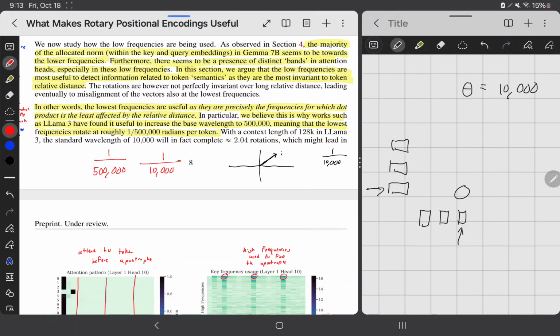Oh, I need to charge my tablet. It'll be fine. It won't die.